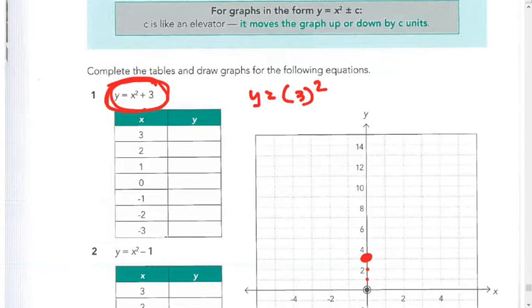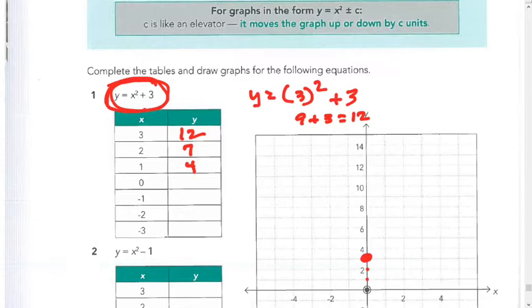So x to the third plus 3. So 3 squared is 9, plus 3 gives us a 12. Now we're just going to do it. I'm just going to talk you through it. If you square 2, you get a 4, and add 3 to it, you get a 7. Square 1, you get a 1, plus 3 is 4.